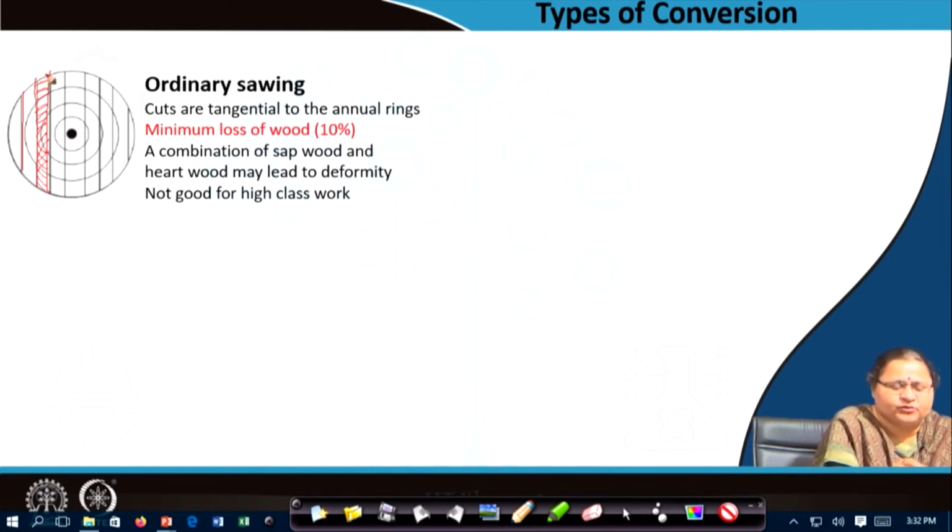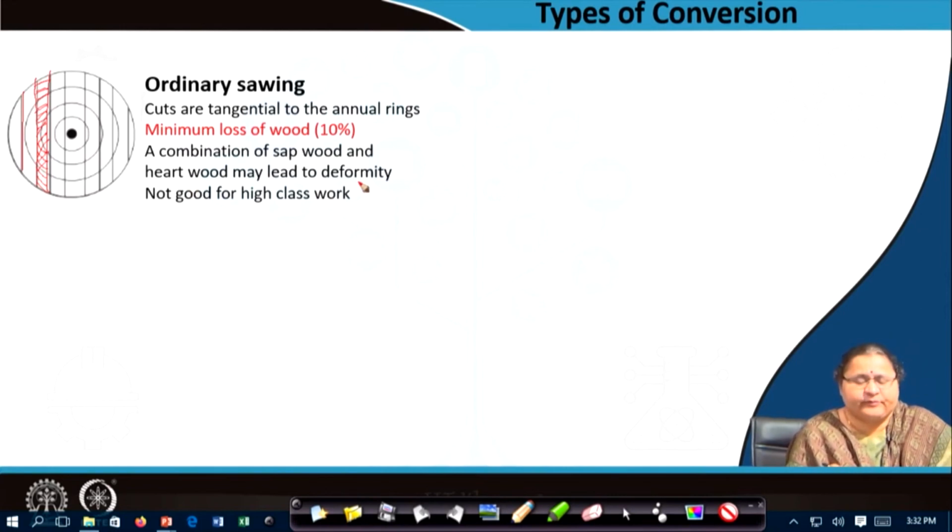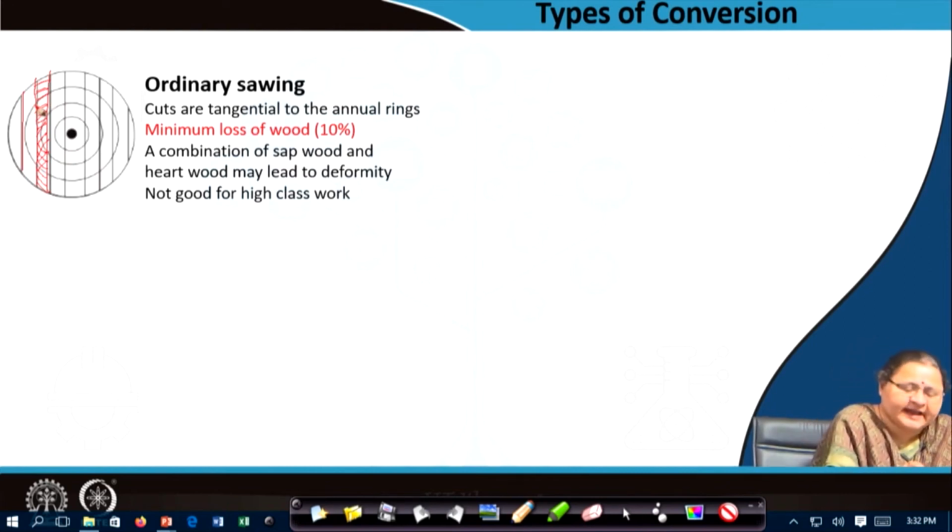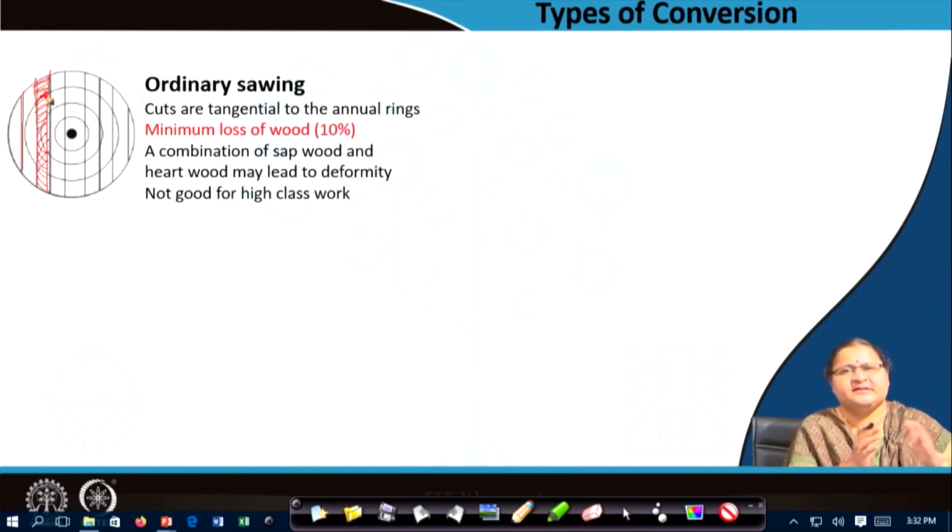So, you will get wood, a mixture of hardwood as well as sapwood, and thus it will have different moisture content. When the moisture content is different, it may have unequal expansion and contraction, and against the annual rings, if you are having any pressure applied here, so if you are nailing here at this point, it may split.